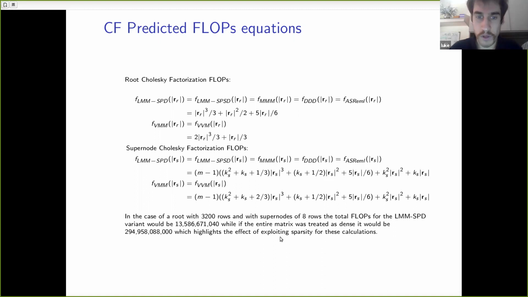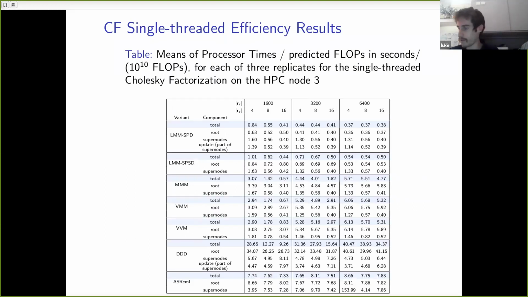It's also worth noting that the flops for the supernodes are completely independent of the flops of the root. All right, and now we have some results. So we took the means of the times for each matrix for each variant and divided that by the number of predicted flops for each step. So the total is by total flops, root by root flops, and so on.